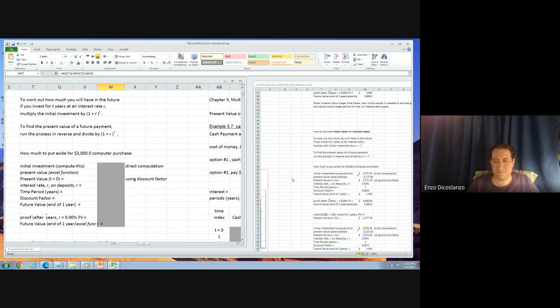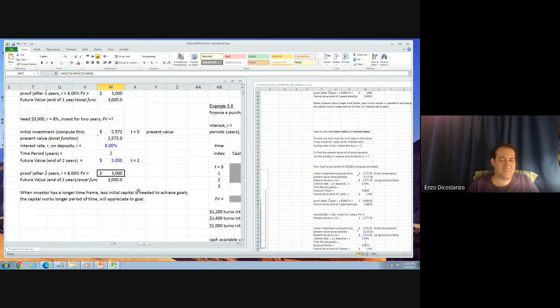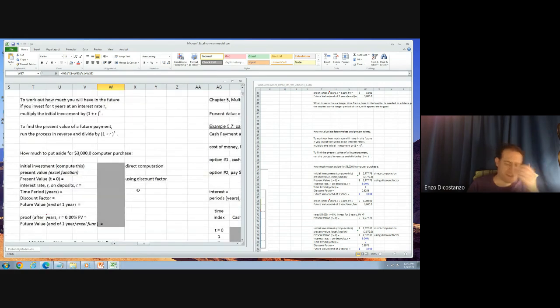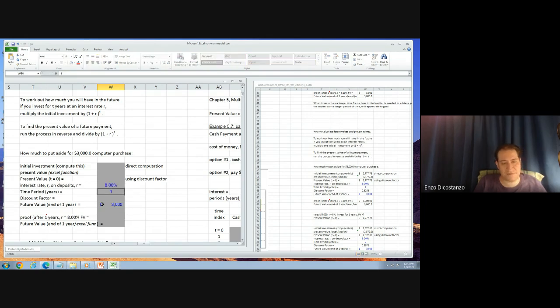Okay. The next one is, yeah, this is the same thing, but we expand it a bit. So now we give you the specific problem. This problem says you owe Dell $3,000 in a year. You owe Dell 3,000 in a year, and this is 8%.